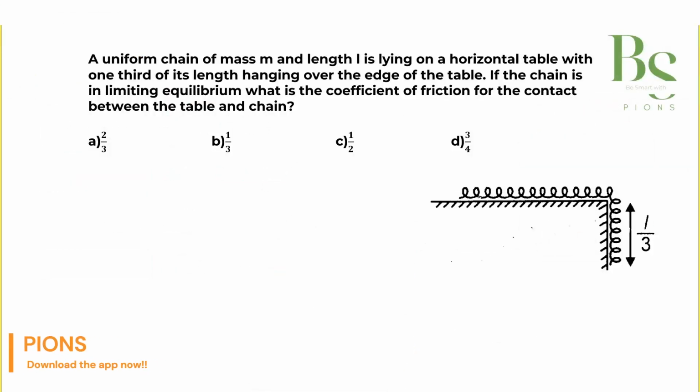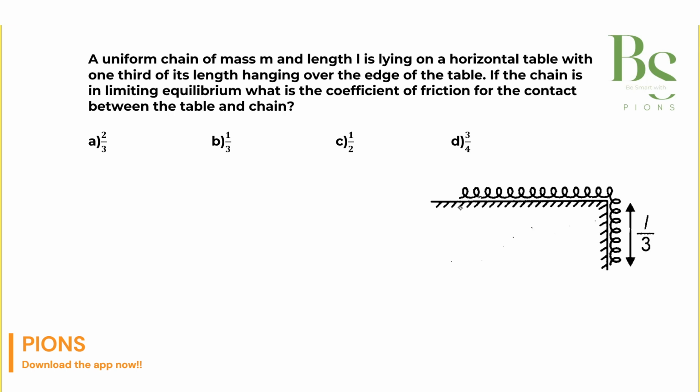A uniform chain of mass m and length L is lying on a horizontal table with 1/3 of its length hanging over the edge of the table. If the chain is in limiting equilibrium, what is the coefficient of friction for the contact between the table and the chain? Okay, so let's first try to understand the concepts here.